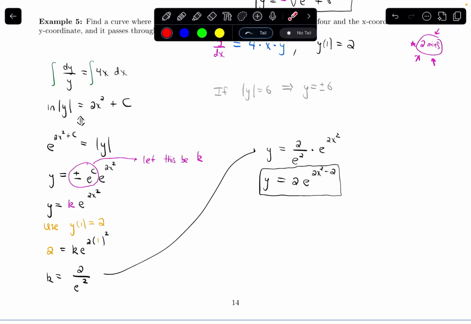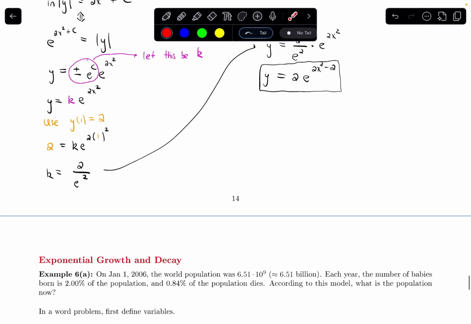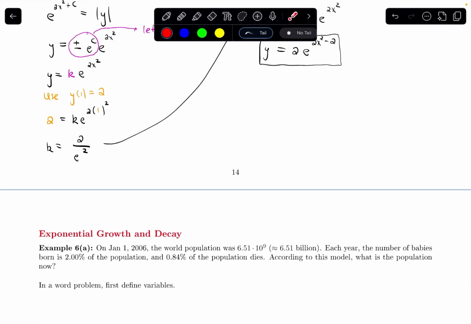In our next video, we are going to do some more practice with these differential equations, and we're going to look at examples that involve exponential growth and decay.